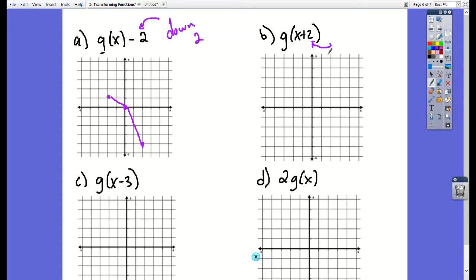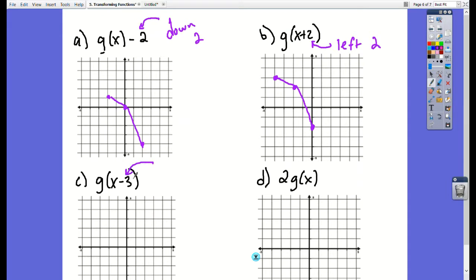This plus 2. Zach, what does that plus 2 tell us? Left 2. Right, opposite what we think it should be. So the point negative 2, 3, which was here, is going to go left 2. So negative 4, 3. 0, 2 is going to become negative 2, 2. And 2, negative 2 is going to become 0, negative 2. There we are. So it's just shift left 2.